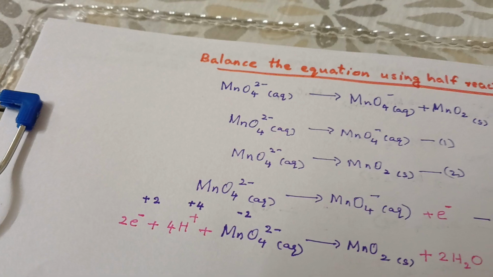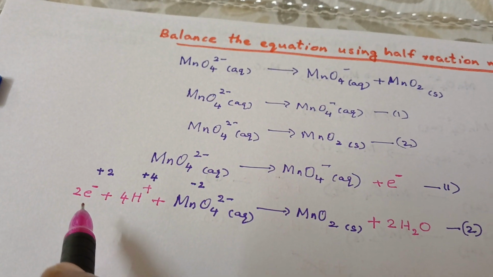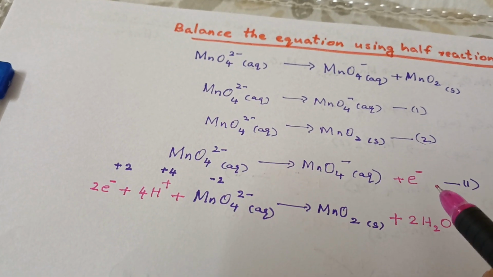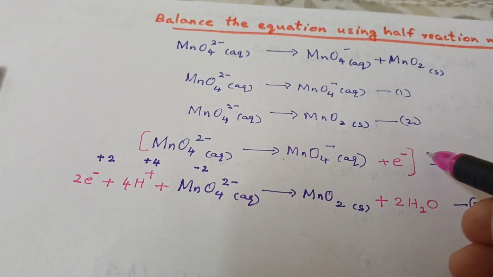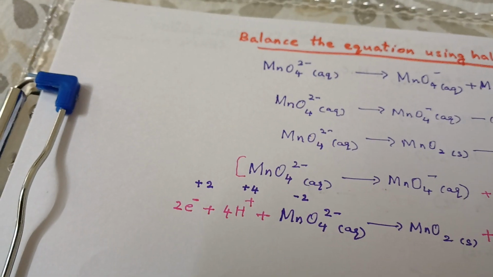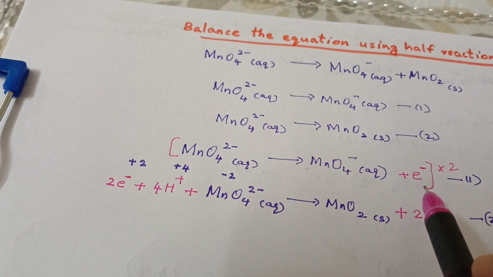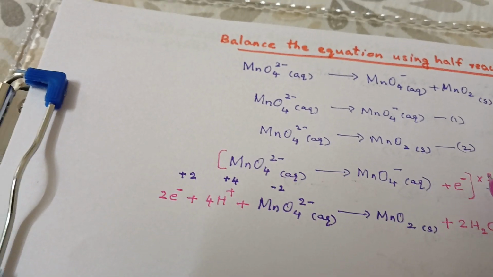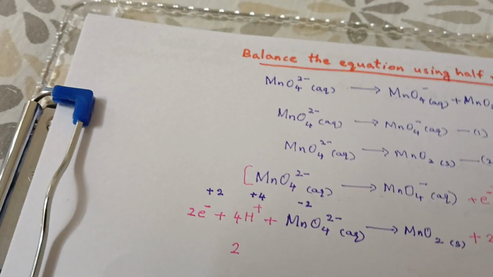But look, here we have 1 electron and here we have 2 electrons. So we need to balance the number of electrons now. How do we do it? We have to multiply the first equation by 2. Multiplying means we need to make 2 the coefficient of each of these entities in the first equation, and then add that to the second equation.